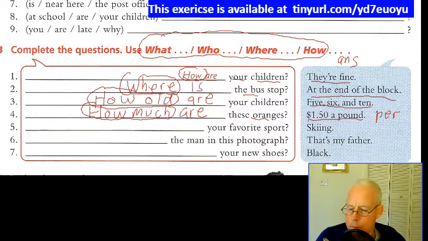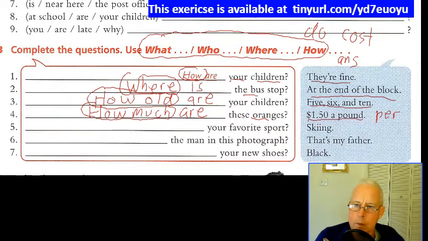You could also say, and this is a little more complicated, you could say, how much do these oranges cost? We'll work on that later. That's using the verb cost, and then you must use a helping verb, do. So you could also say, how much do these oranges cost? But our form here is much simpler, using the verb be. How much are these oranges?